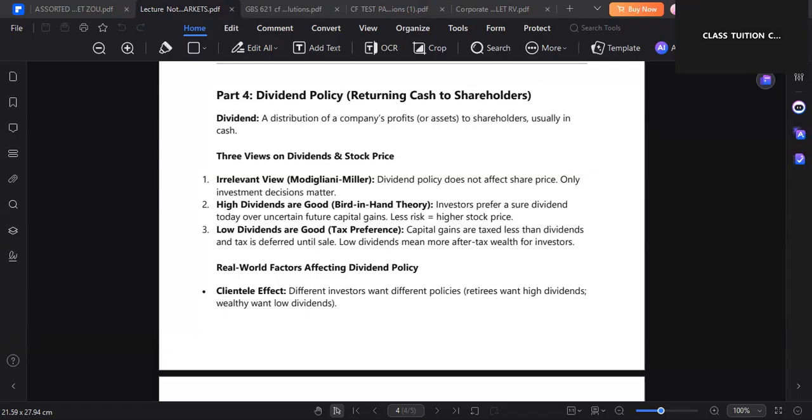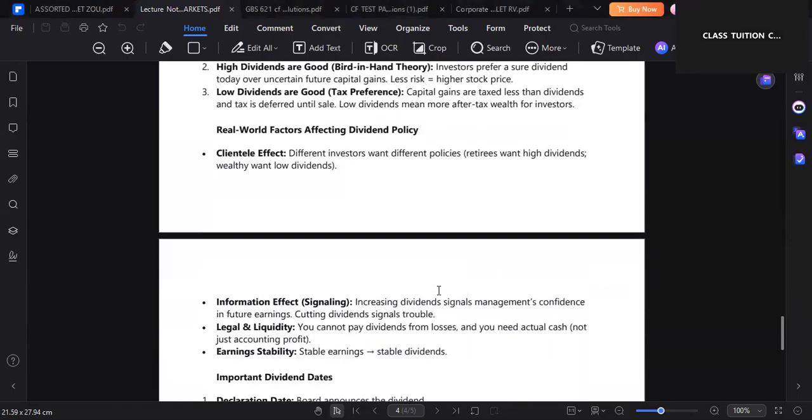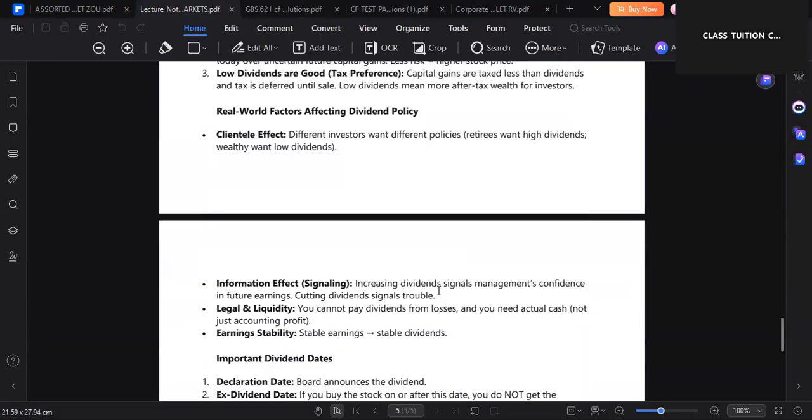So we have other real world factors. In reality, dividend policy is influenced by several other factors. What factors affect dividend policy? Number one, we have the clientele effect. Number two, the information effect, then legal restrictions, liquidity, and earnings stability. The clientele effect says that different investors prefer different policies. For instance, retired people who want a fixed income will prefer higher dividends, and investors in high tax brackets will prefer low dividends.